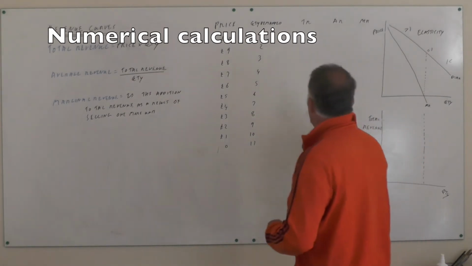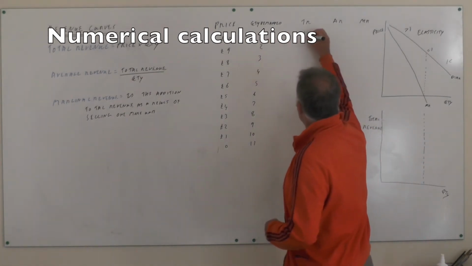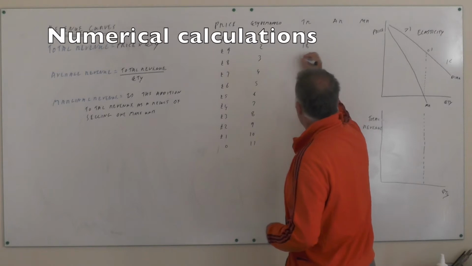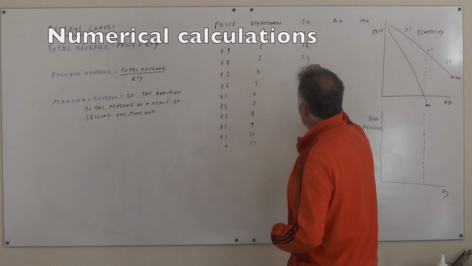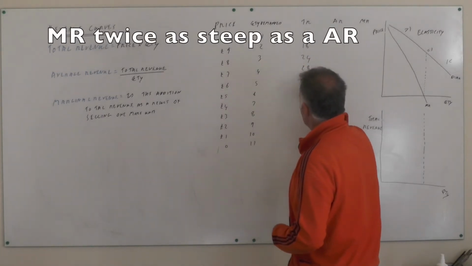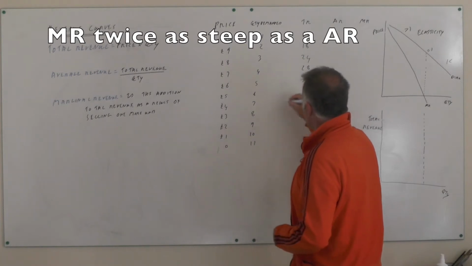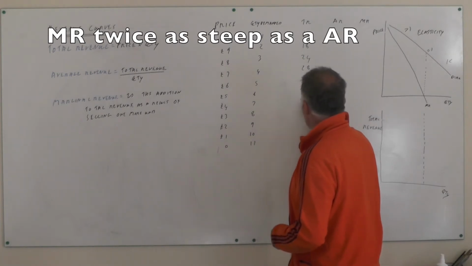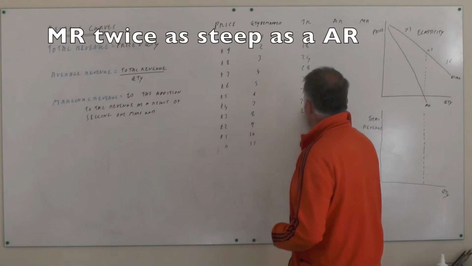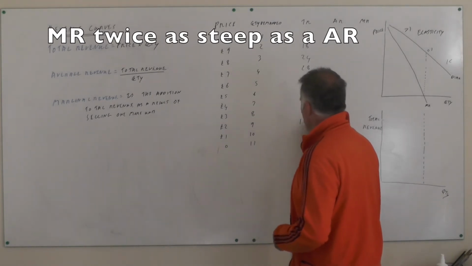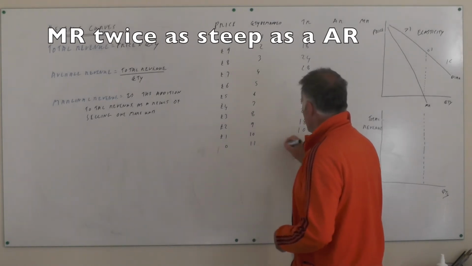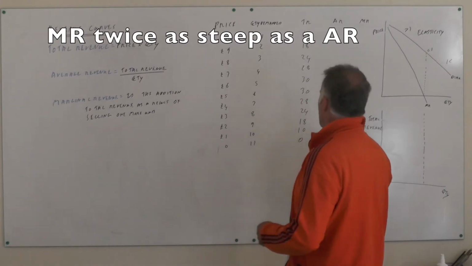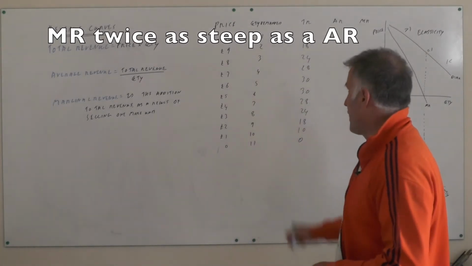Total revenue here is just 1 times 10, 10; 2 times 9, 18; 3 8s are 24; 4 7s are 28; 5 6s are 30; 6 5s are 30; 7 4s are 28; 8 3s are 24; 9 2s are 18; 10 1s are 10; and 0 times 11 is 0. So that's your total revenue curve on there.